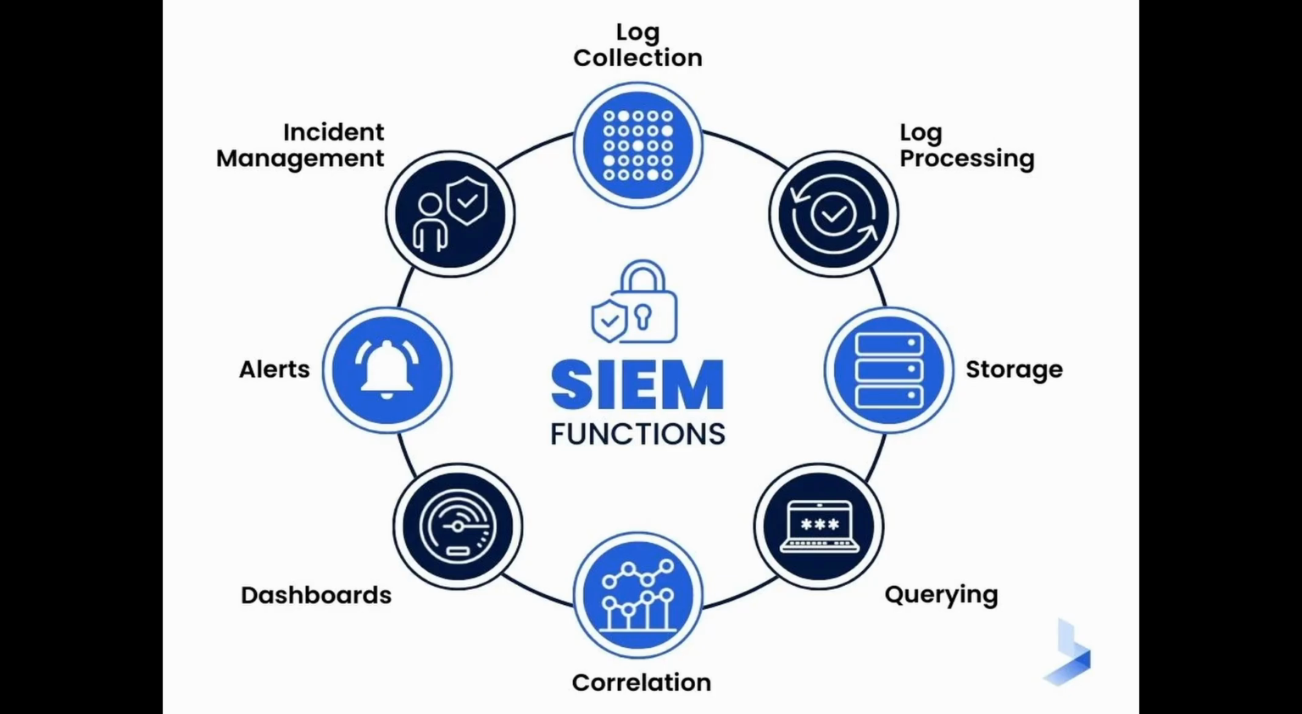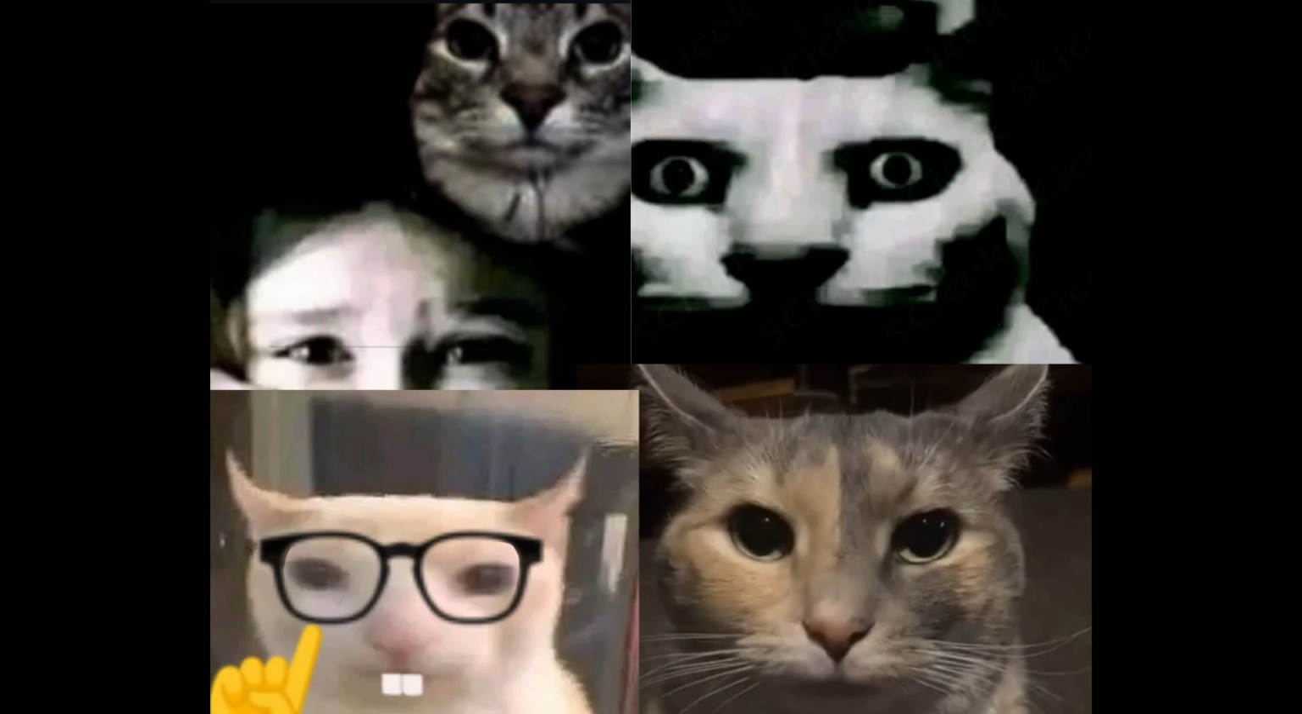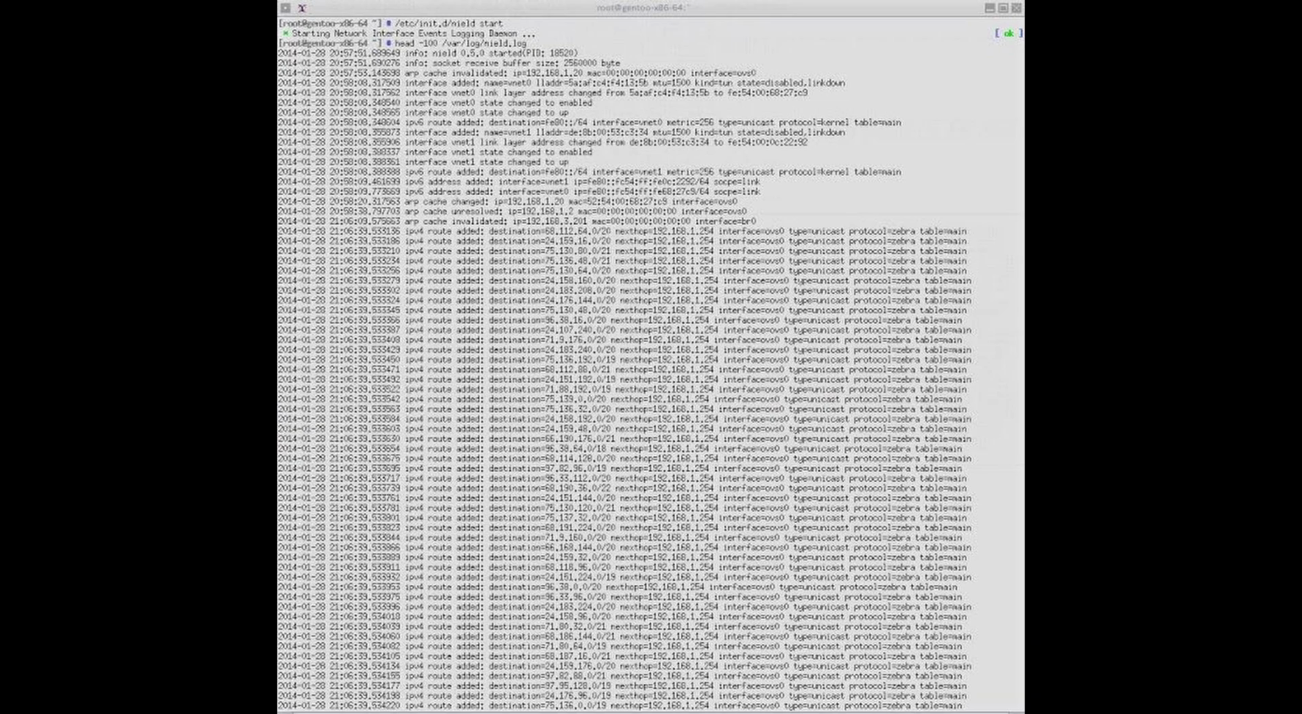Basically, a SIEM tool is a software that collects security logs and then analyzes them to detect suspicious activity. SIEM stands for Security Information and Event Management. And our SIEM tool would be composed of 4 different scripts. The first one is a collector that collects the logs.